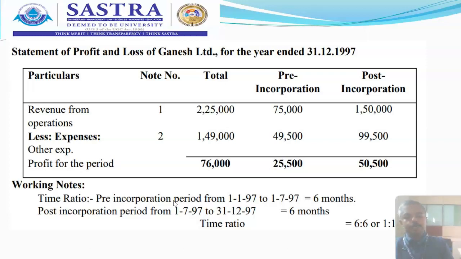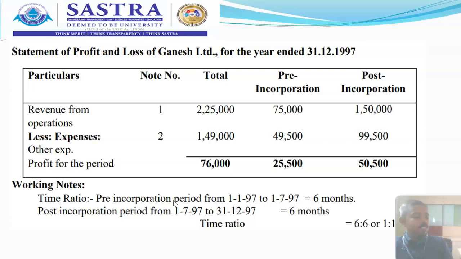Now the particulars, you may have revenue from operation. What is the revenue from operation? We have only one revenue, that is gross profit, which is already summed up to rupees 2,25,000. This has been taken from note number 1. Now we are neither going to apportion nor going to allocate. Whatever we got as the total, we are going to write here. So 75,000 and 1,50,000, we can write as this.